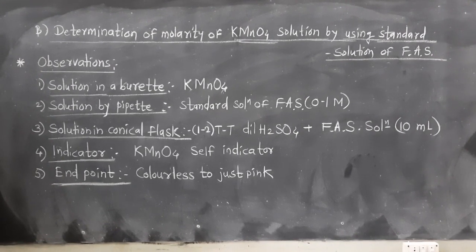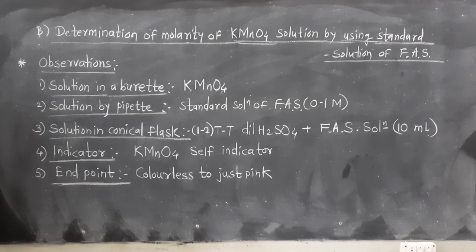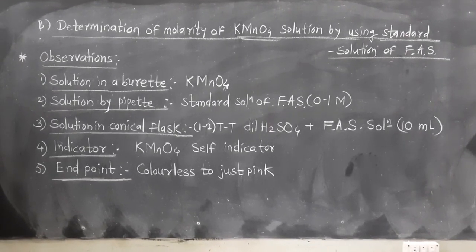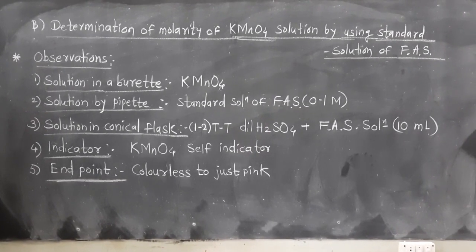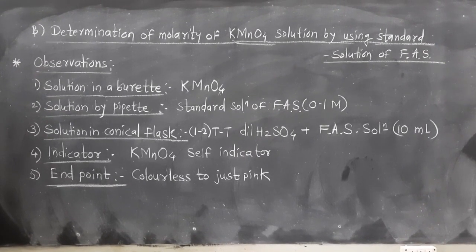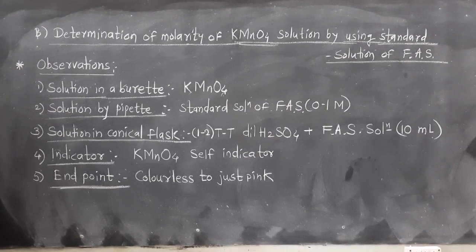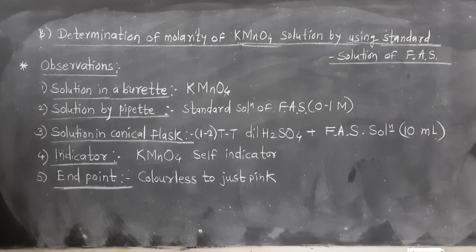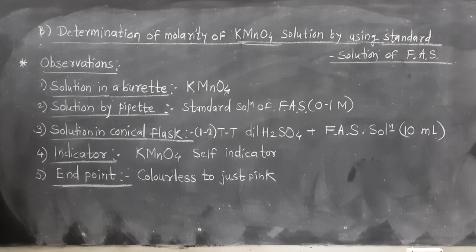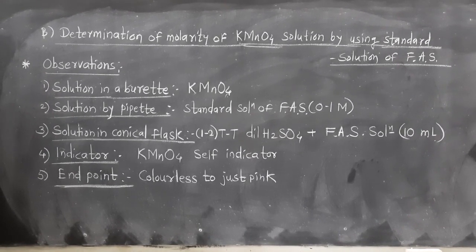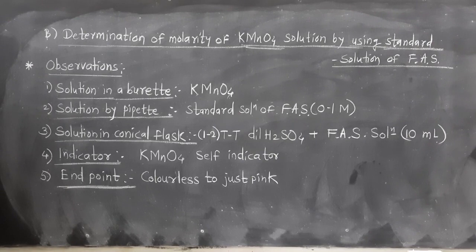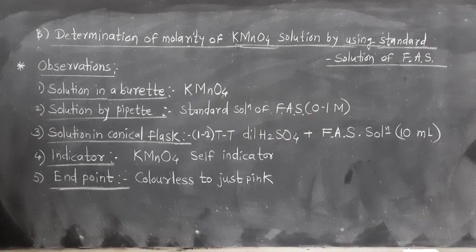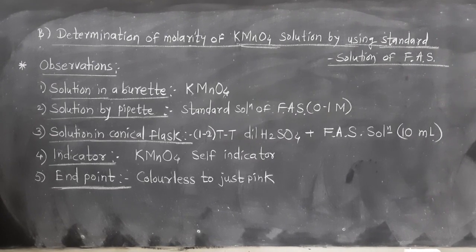Observations. Solution in burette, KMnO4 solution. Second observation, solution by pipette, standard solution of ferrous ammonium sulfate with molarity 0.1 molar. Why is the solution called a standard solution? Because molarity of ferrous ammonium sulfate is known to us. The solution whose strength is completely known to us is called a standard solution.